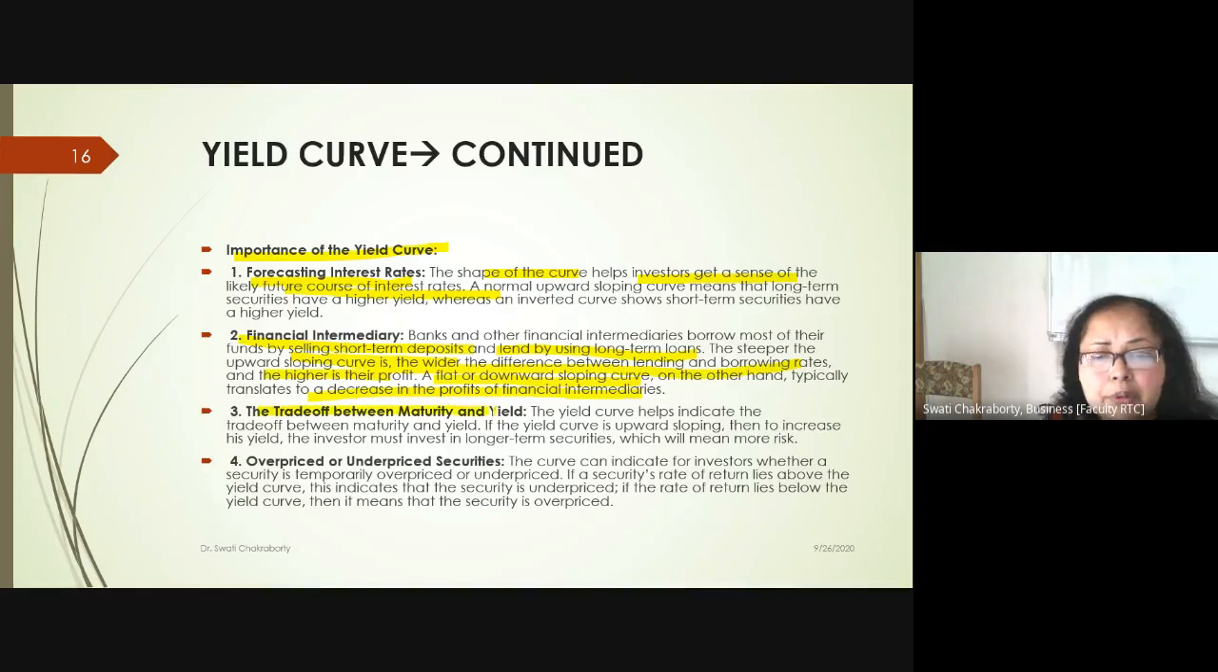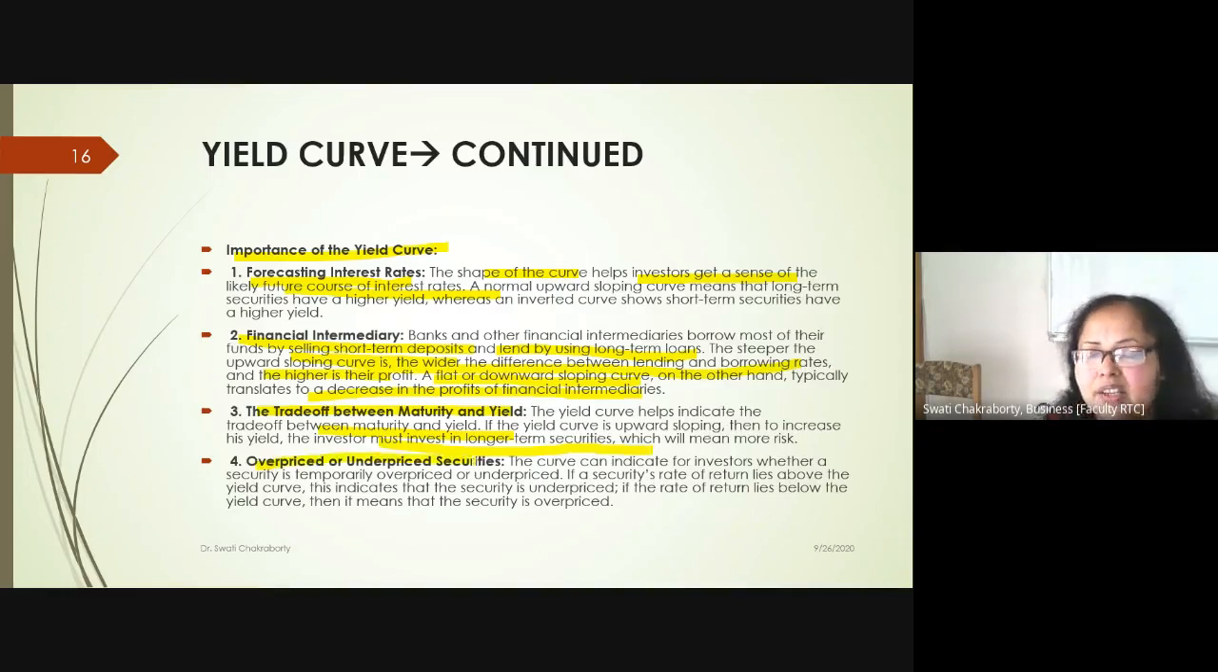Third, the trade-off between maturity and yield. So the yield curve also helps to indicate the trade-off between the maturity and yield, right? If the yield curve is upward sloping, then what happens? To increase his yield, the investor will invest more in long-term securities, which means more risk, right?